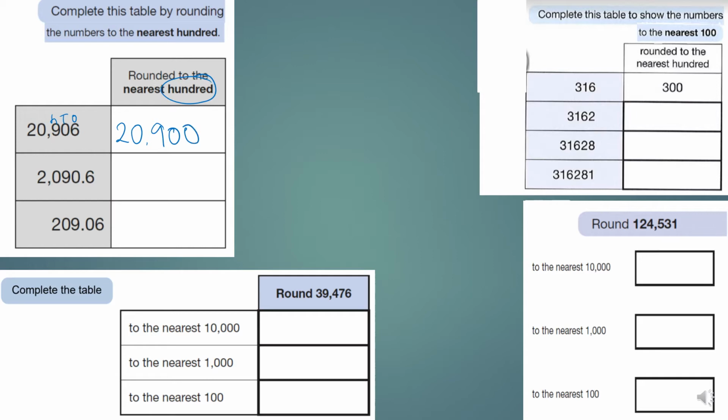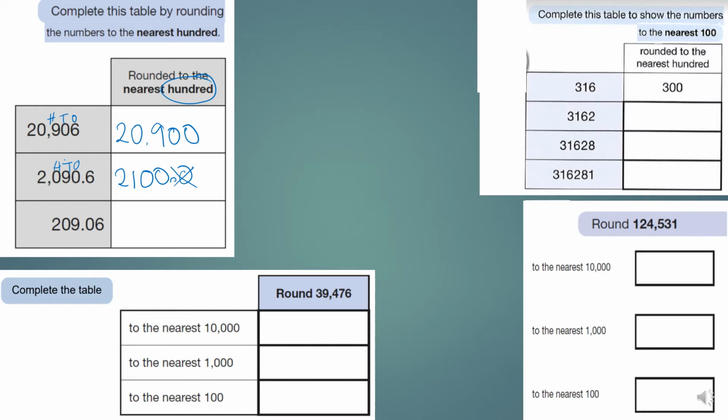2090.6, and we're looking at the hundreds. We've got our hundreds. Sorry, they should be capital letters. So we have our hundreds, our tens, and our ones or units. We're looking at the hundreds, and this is a 0, and the next one's a 9, so that's going to round up. So this then is going to become 2,100. Now we don't need the 0.6 because that would just be a 0.0, and we don't need that.